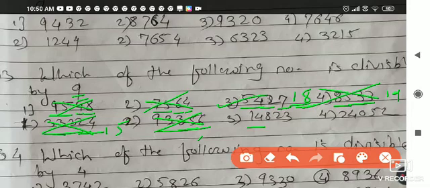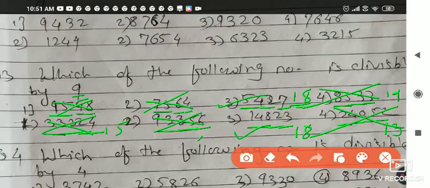Next, 1 plus 4 is 5, 5 plus 8 is 13, 13 plus 2 is 15, and 15 plus 3 is 18. It is divisible by 9, 9 twos are 18. So this number is divisible by 9. Next it is 2 plus 4 is 6, 6 plus 0 is 6, 6 plus 5 is 11, and 11 plus 2 is 13. 13 is not divisible by 9. That's why this number is not divisible by 9.